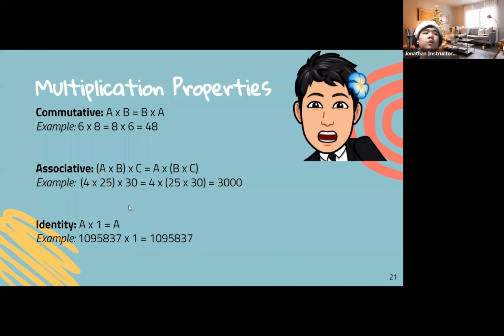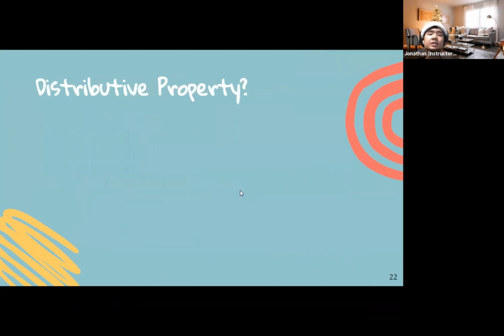And the identity, which is times 1. Any number times 1 is itself, no matter how hard you try. You can choose this big, gigantic number that I put here. Let me try to read it. 1,095,837 times 1 is the same number. So no matter what number you choose, times 1 always equals that number. And that's the identity property. So that's basically the properties for both addition and multiplication. They're not true all the time, especially for subtraction and division, but they're true for addition and multiplication, and that's important to know.